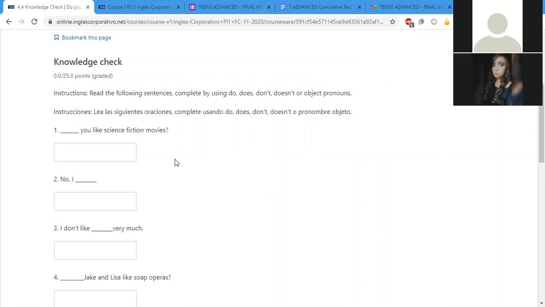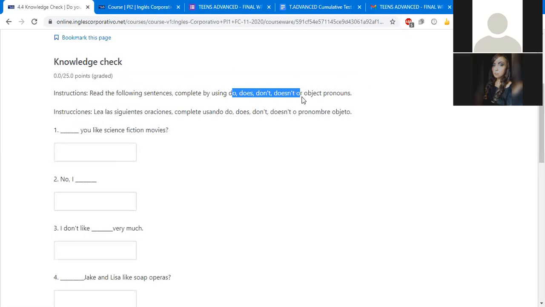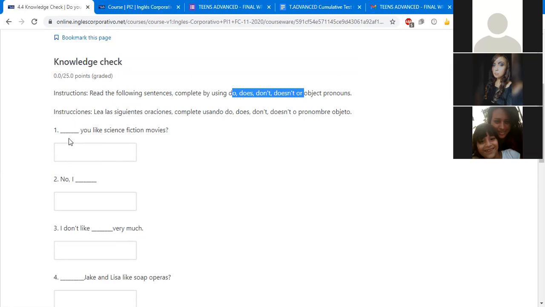Okay, now let's see here. It says, read the following sentences complete by using do, does, don't, doesn't, or object pronouns. Okay, here, I'm gonna use do, does, don't, or doesn't. Like in this one. Do. Okay, so do you like science fiction movies? Okay, perfect. Now pay attention to this, okay?